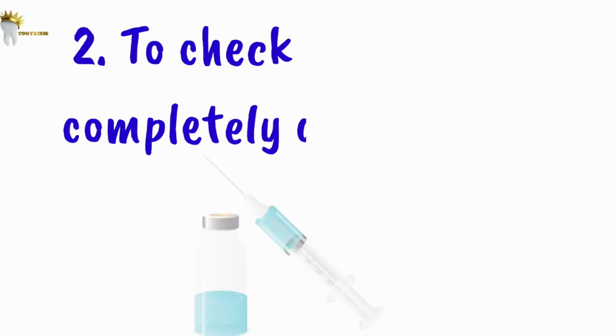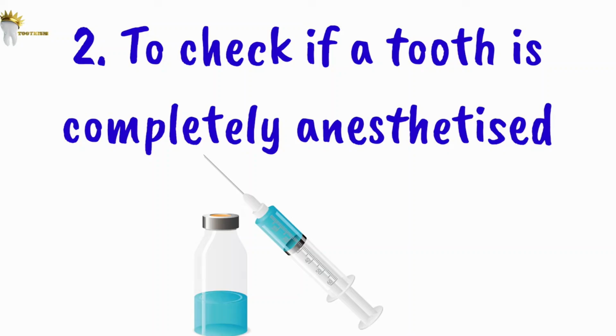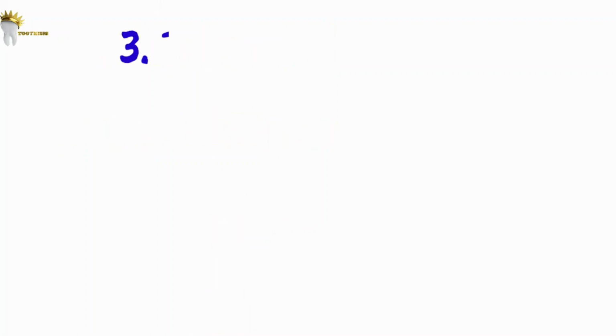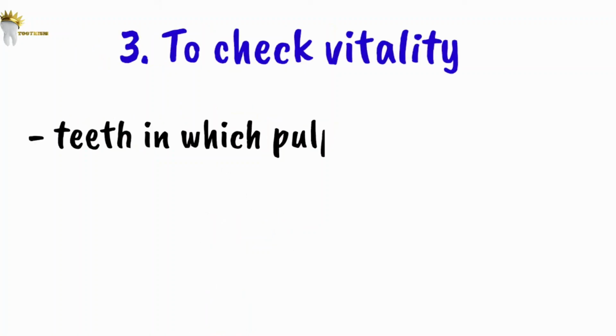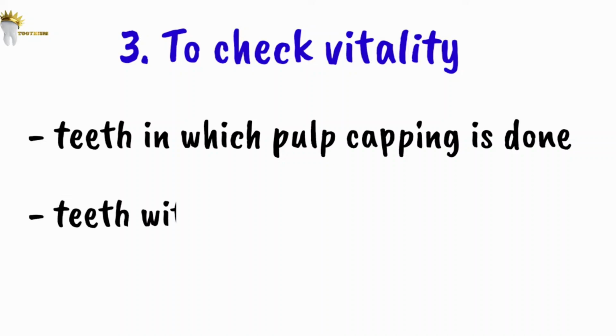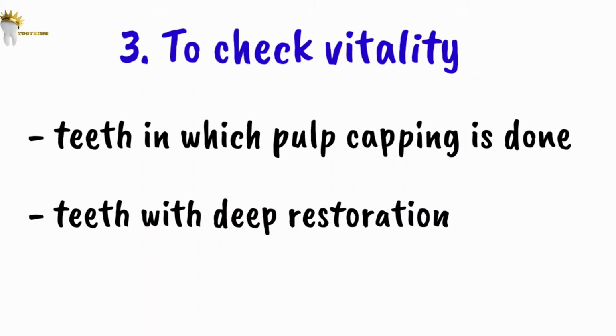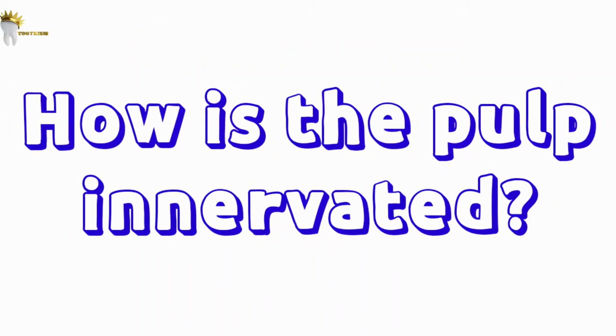Pulp tests can also be used to check if a tooth is completely anesthetized after the injection of local anesthetic before starting the operative procedure on the tooth. Although this is difficult to do in daily practice, this is useful for experimental studies where we want to test the effectiveness of different local anesthetics. And the last indication is to check the vitality of teeth in which pulp capping is done or teeth that have deep restorations. To understand the pulp test, we need to understand how the pulp is innervated.